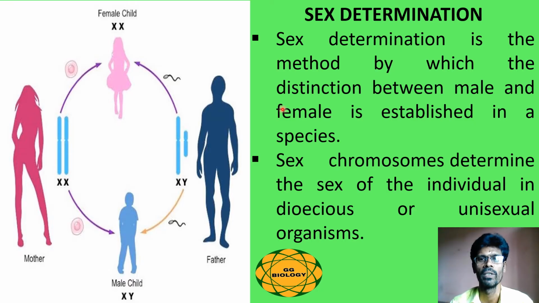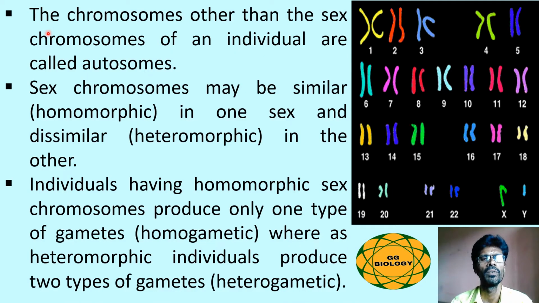The topic of this video is sex determination, from the lesson Principles of Inheritance and Variation. Distinction of sex between male and female of a species is established by a method called sex determination. Sex chromosomes determine the sex of the individual, which should be dioecious or unisexual. Already we know organisms possess two types of chromosomes, namely autosomes, or body chromosomes, and allosomes, or sex chromosomes.